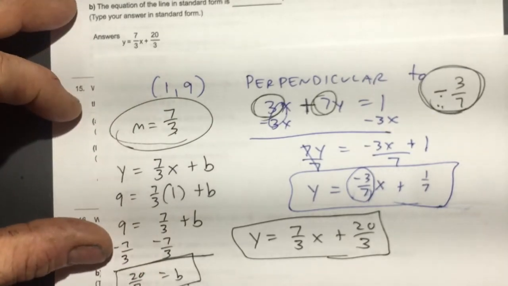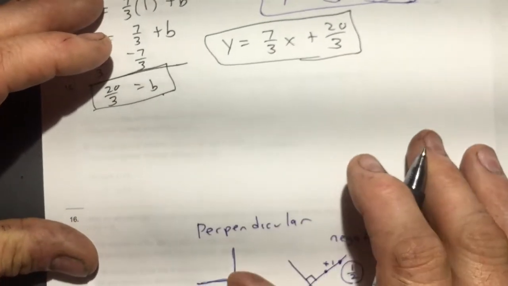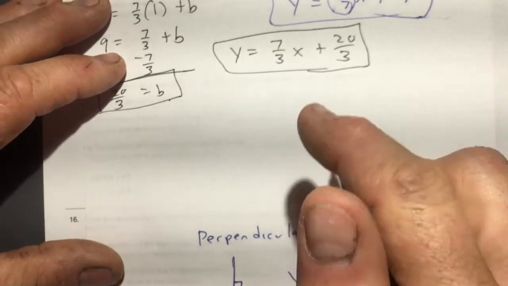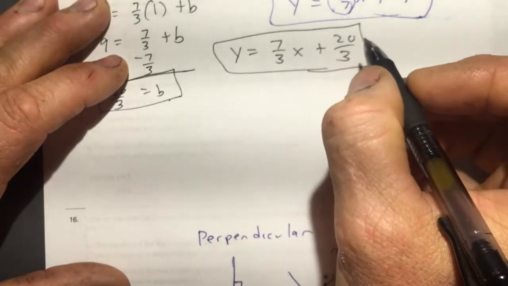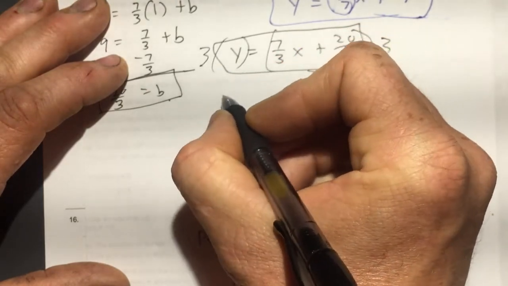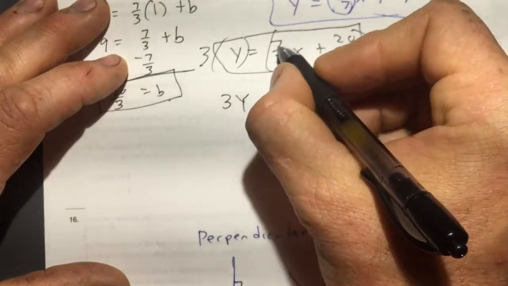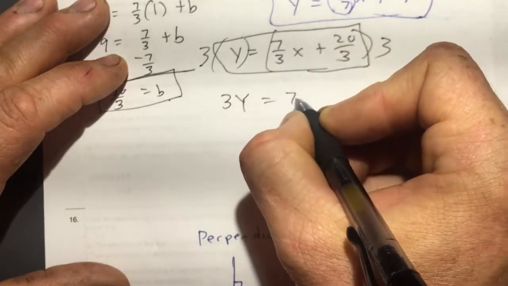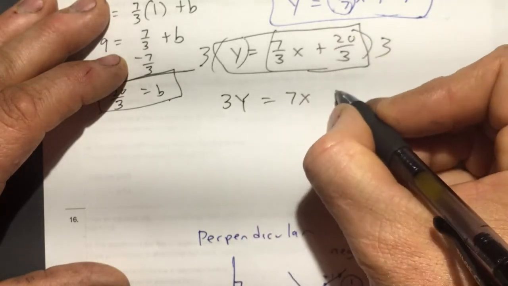Now change it to standard form. All right, let's move this up a little bit. We'll change it to standard form, which means I've got fractions, so I'm going to have to multiply everything by 3. So I've got 3y. 3 times 7 over 3 would be 7x. And then 3 times 20 over 3 would be 20.